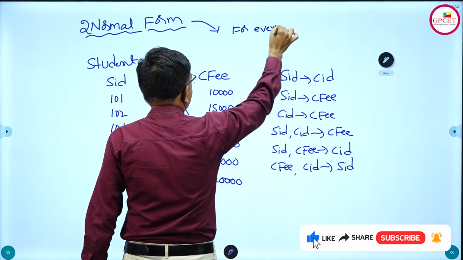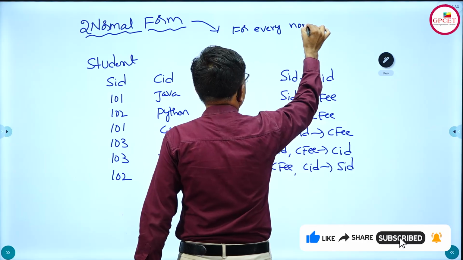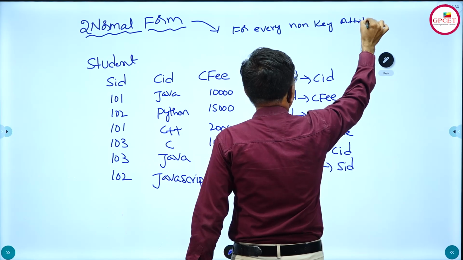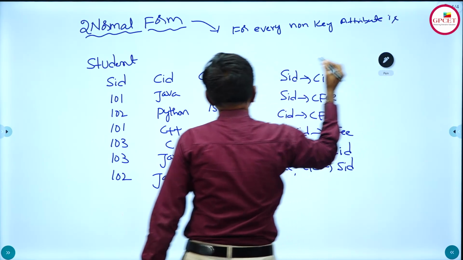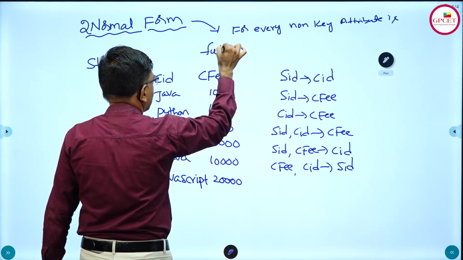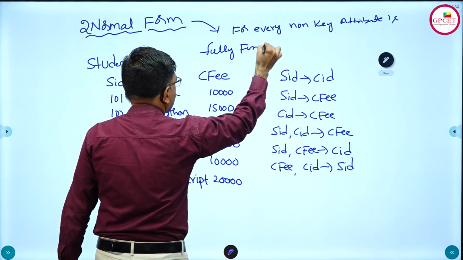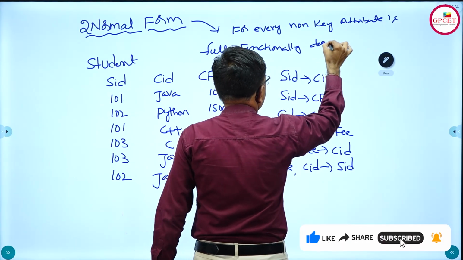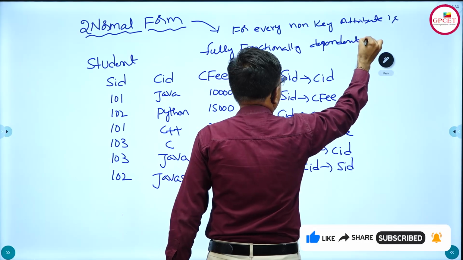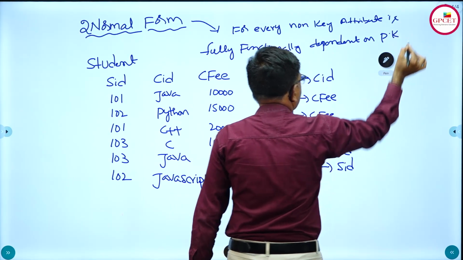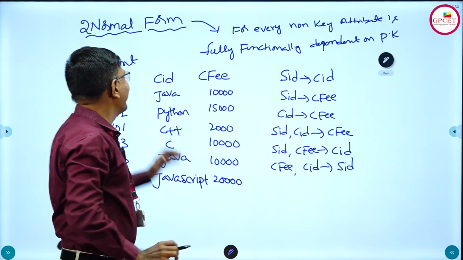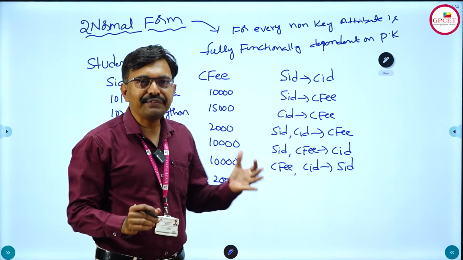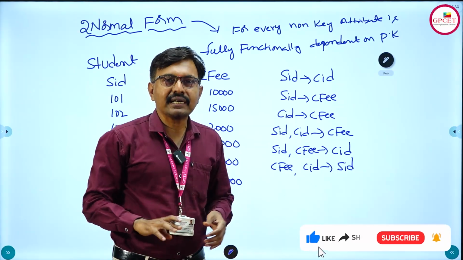Okay, second normal form states that every non-key attribute is fully functionally dependent on the primary key. A relation schema R is in second normal form if every non-key attribute is fully functionally dependent on the primary key. That is second normal form.